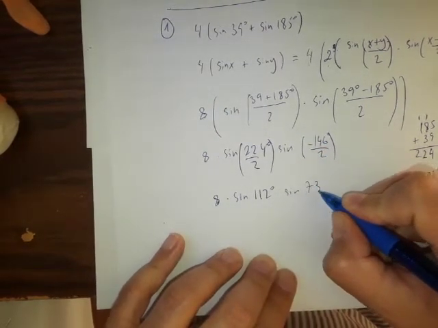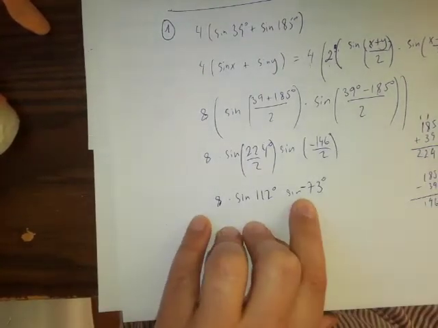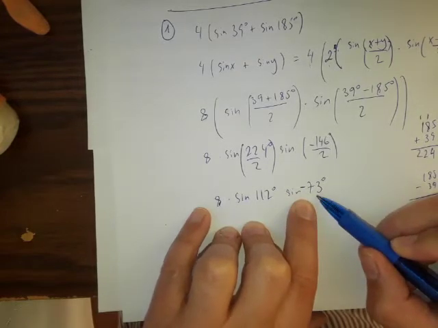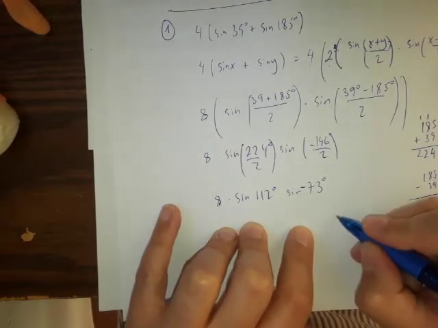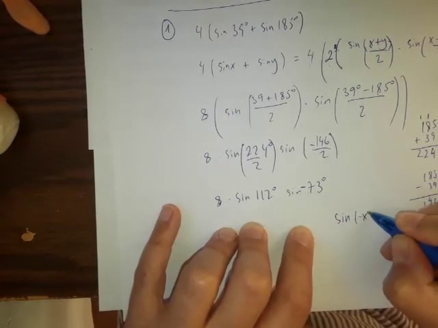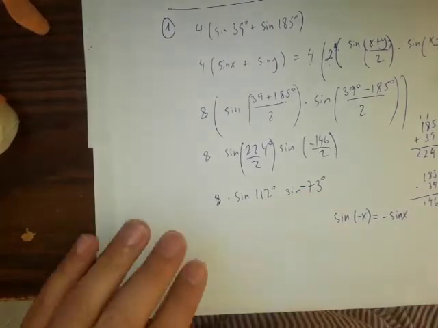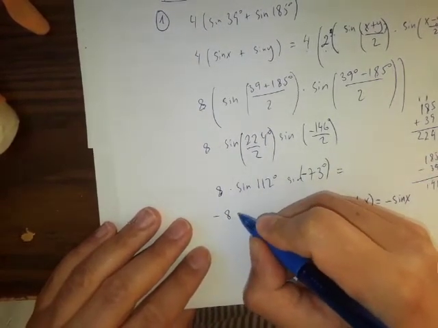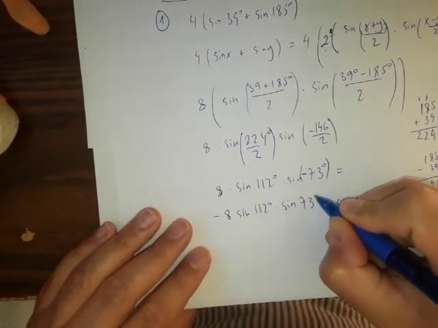Sine of 73, that's going to be a negative, because the sine, it's an odd function. No, sorry, an even function. Because sine is an even function, we have that sine of negative x is negative sine of x, right? So that means that this is going to become negative, the whole thing. So it's going to be minus 8 sine of 112 times sine of 73.